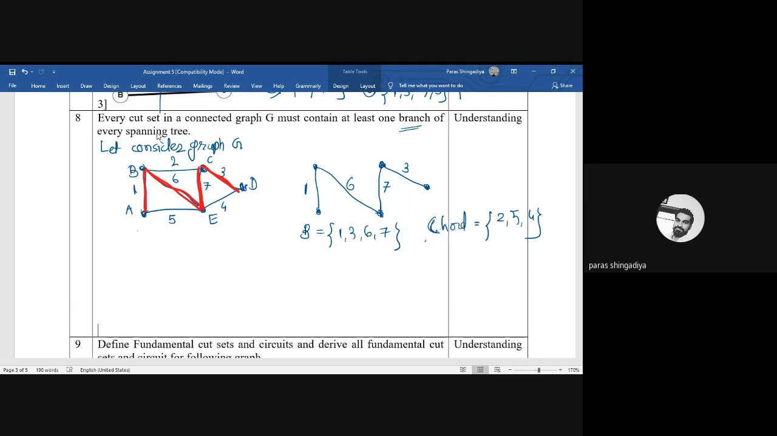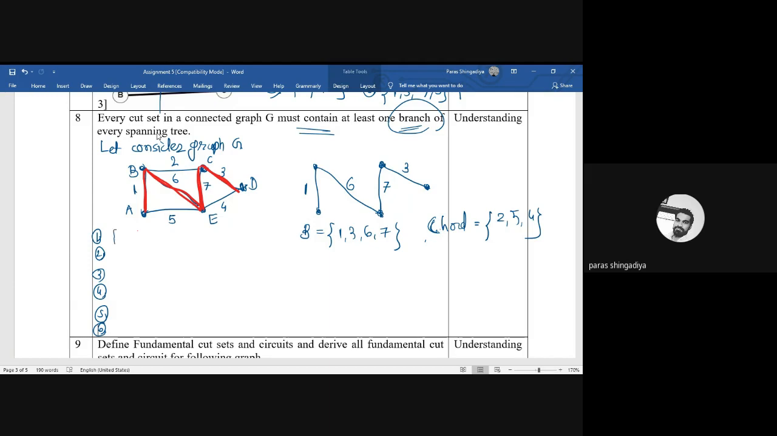Okay, so what is our result here? You have to check that every cut set of the connected graph G must contain at least one branch of a spanning tree. Clear? So now let us make the list of the cut sets of the graph G, and then after we'll verify the result, whether it is true or not. It contains at least one branch or not. At least one means there will be at least one branch. Okay, there can also be more than one, but it contains at least one branch.